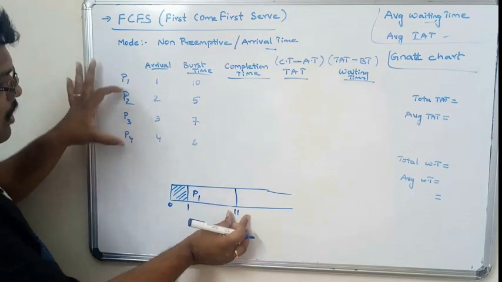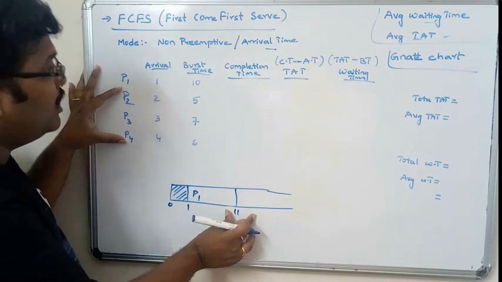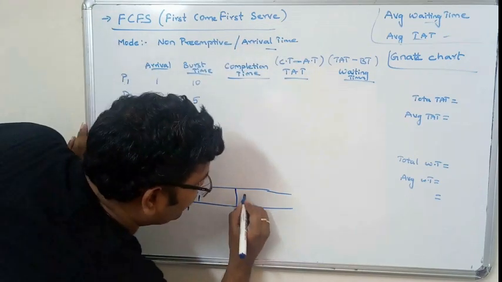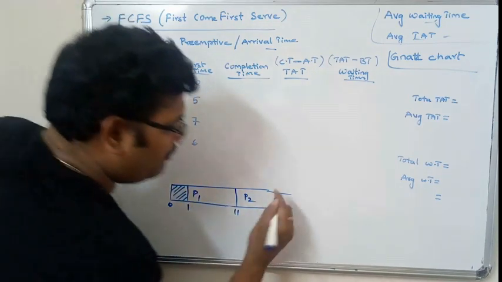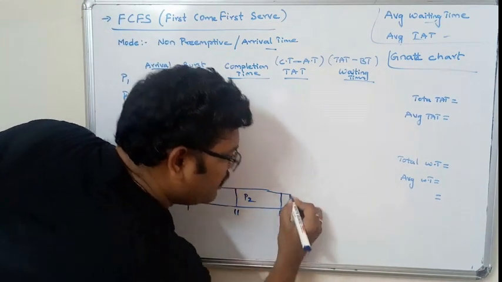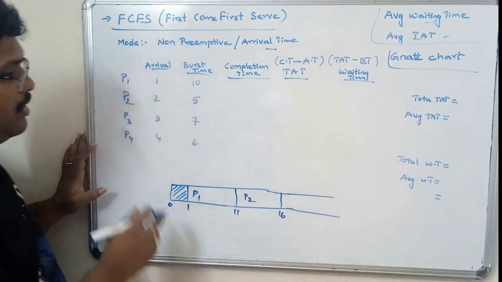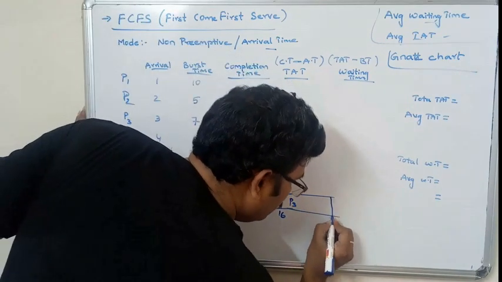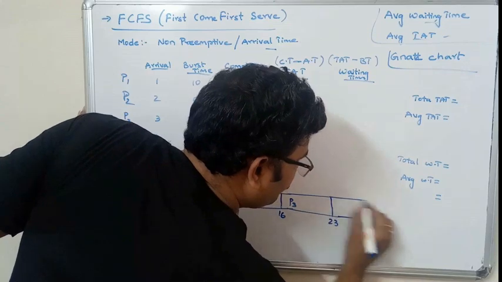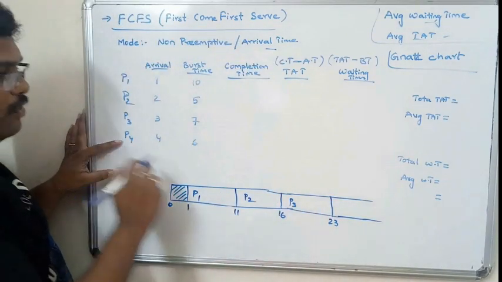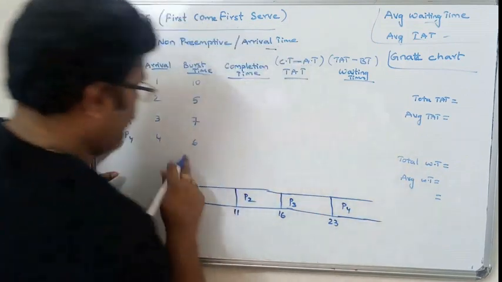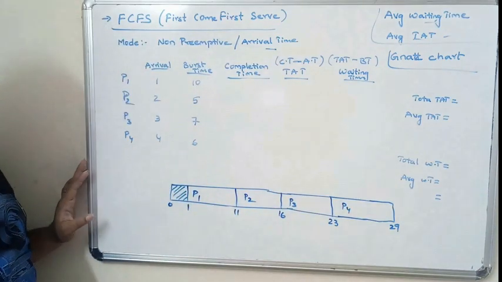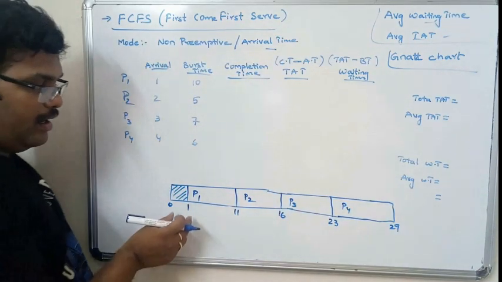So at the time of 11, all these 3 processes are available in the ready queue. Based upon the arrival time, P2 is first. So P2 will be executed next. What is the time of P2? 5. So 11 plus 5, it takes 16. That means the completion time of P2 is 16. Next P3 will get executed. It requires 7. So 23. And P4 requires 6. So 29. Right?